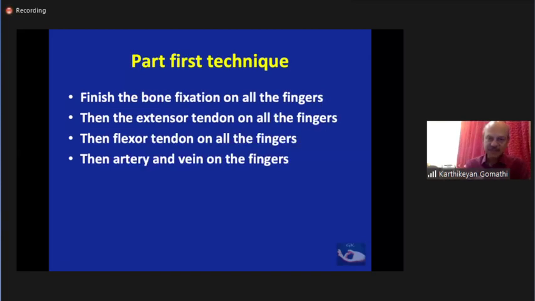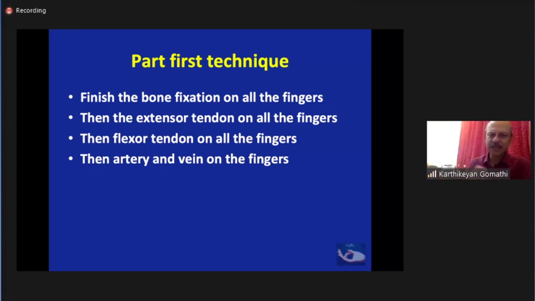Whereas the part first technique is to finish the bone fixation on all the fingers, then do the extensor tendon repair on all the fingers, then the flexor tendon repair on all the fingers, then the artery and vein on all the fingers. So the entire procedure will get over at the same time.